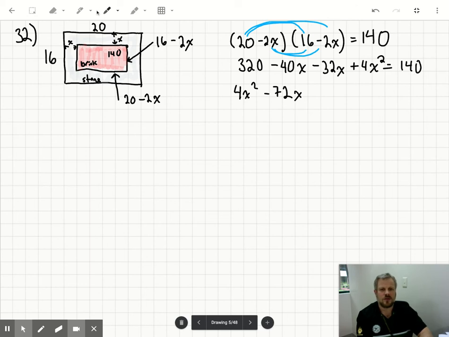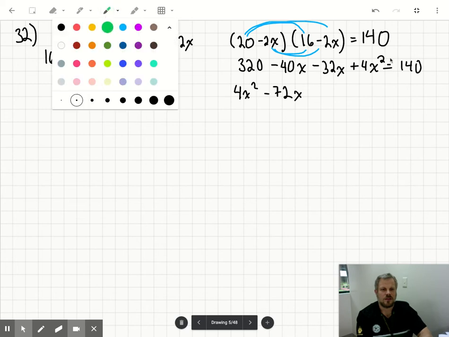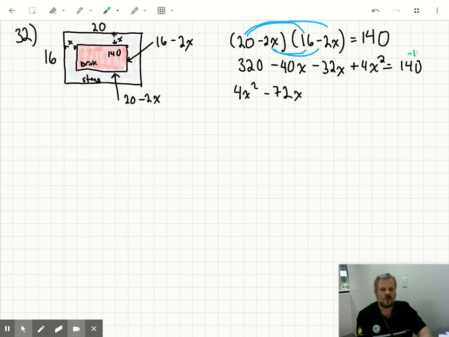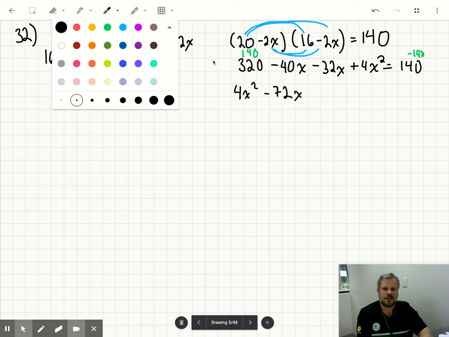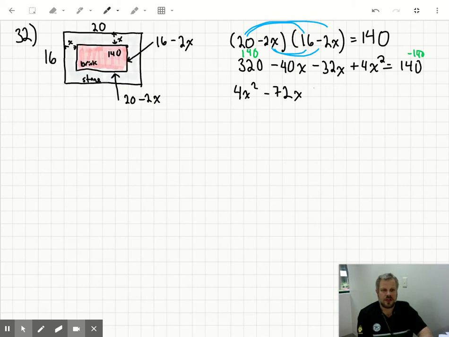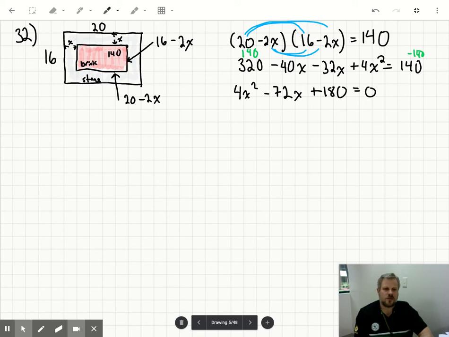So I'm going to subtract 140 here, and if I subtracted 120, we'd be at 200, so it's going to be 180. All right, so that is plus 180 equals 0. Okay, must be able to get a common factor out of this. It's a 4 and it goes into 72. Yes, 180 for sure. Okay, so let's factor out 4.